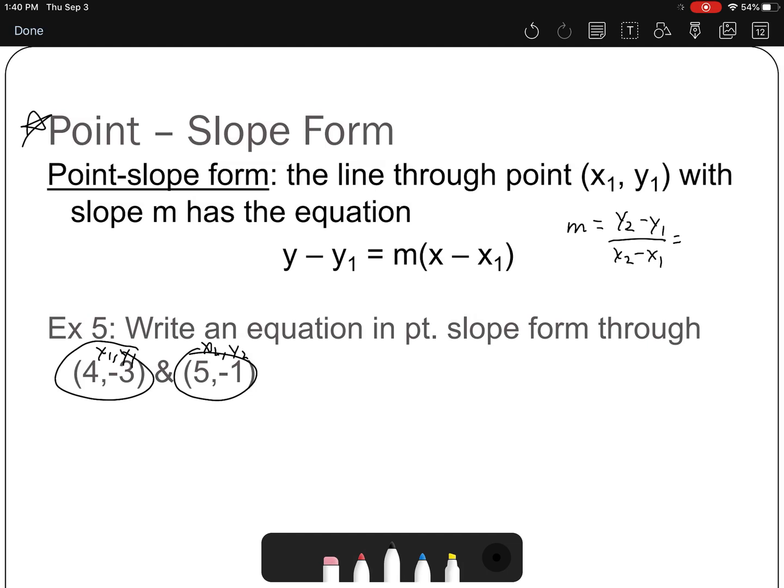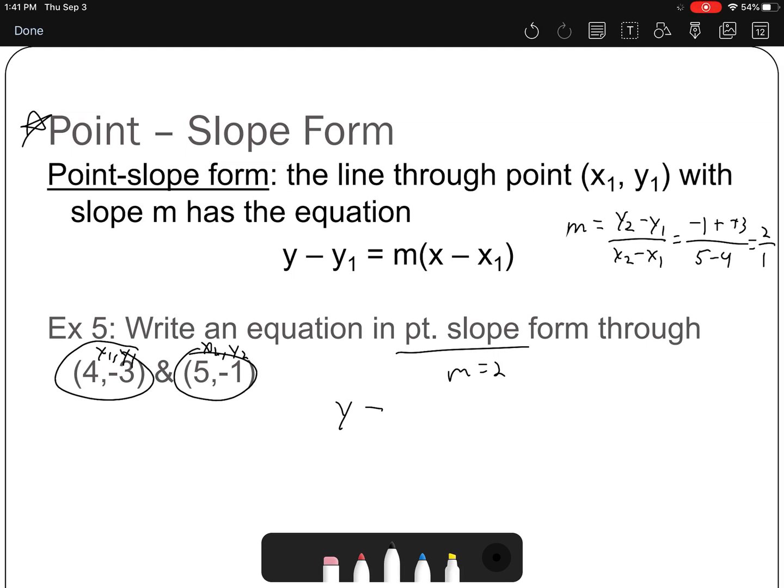So in this case, I'm going to pick this to be x sub 2, y sub 2, and this to be x sub 1, y sub 1. So that's going to be negative 1 minus negative 3. Be careful with that. Over 5 minus 4. So that's plus. So 3 minus 1 is 2. So it's 2 over 1. So my slope is 2.